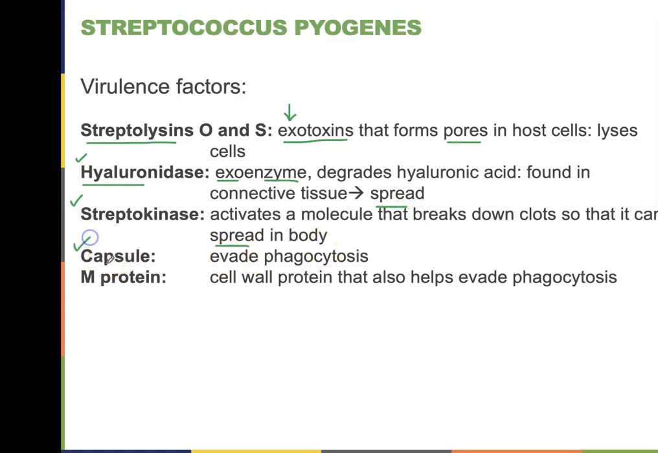Strep pyogenes has a nice big capsule, so we know capsules can help those bacteria evade phagocytosis. And it also has something called M protein that is on their cell walls, and it can also help evade phagocytosis. So we can get away from our phagocytes, and we can break through our tissues and spread.